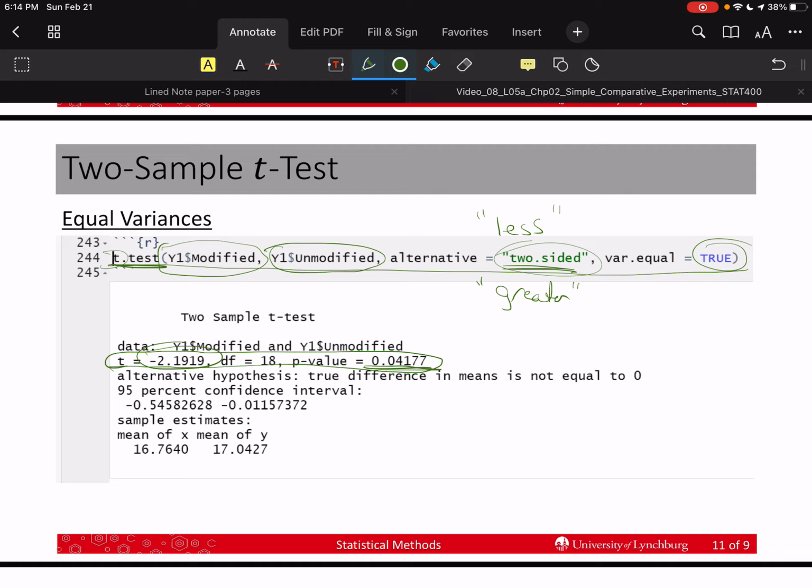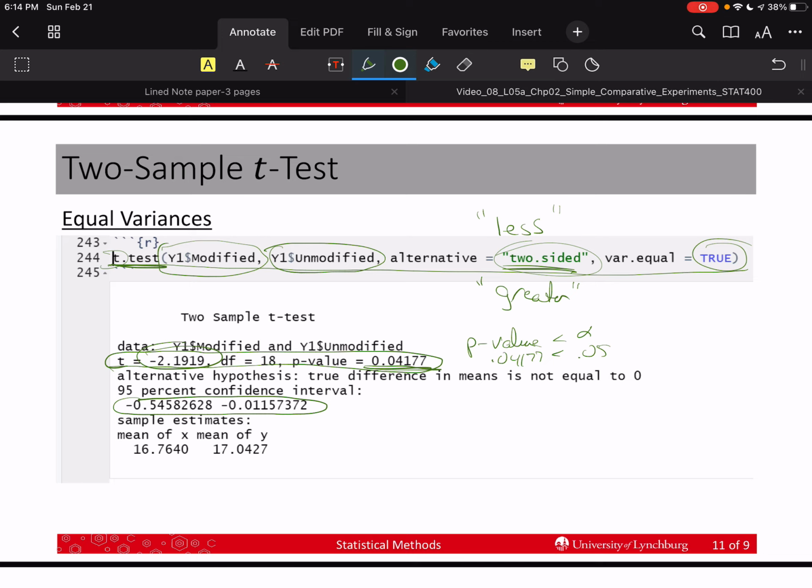And the p-value is less than 0.05. So the p-value is less than alpha, 0.05. 0.04177 is less than 0.05. So we reject the null hypothesis that the means are the same, and we say that the means are different. And if we look at the confidence interval here, it does not contain 0. And that tells us that mu1 is smaller than mu2, and that's how we calculated it, y bar 1 minus y bar 2.